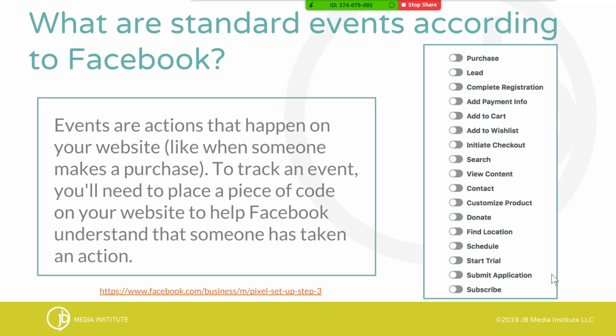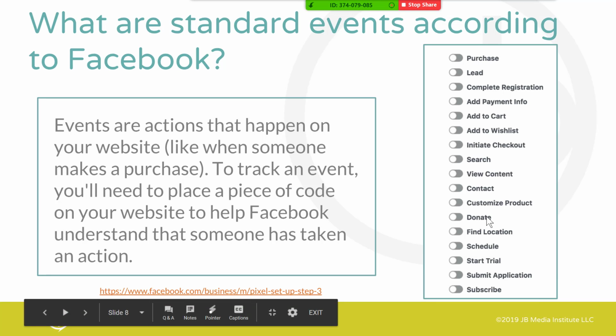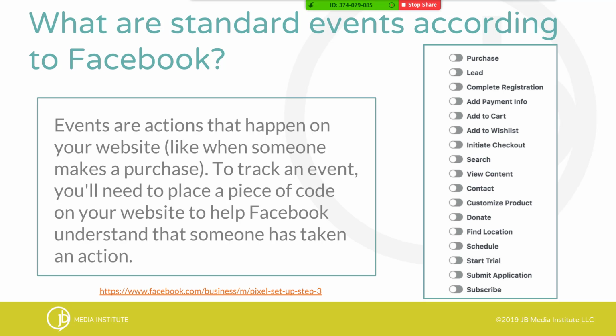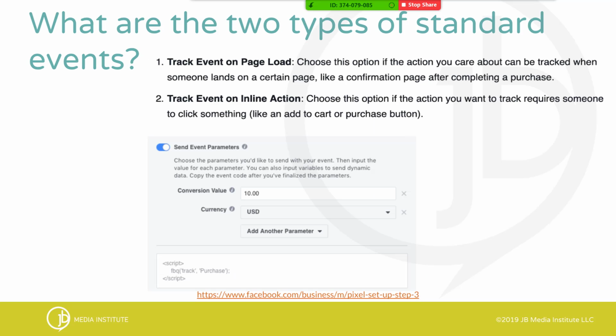So events are really just the actions that happen on your website, like when somebody makes a purchase, or you can see there's an option to donate. So if you're a nonprofit, that's your number one most important piece. And to track the event, you have to place a piece of code on your website so that Facebook can understand that someone has taken this action. So that's where we move from just having the pixel to having these specific events coded in so that your Facebook pixel can track those particular events.